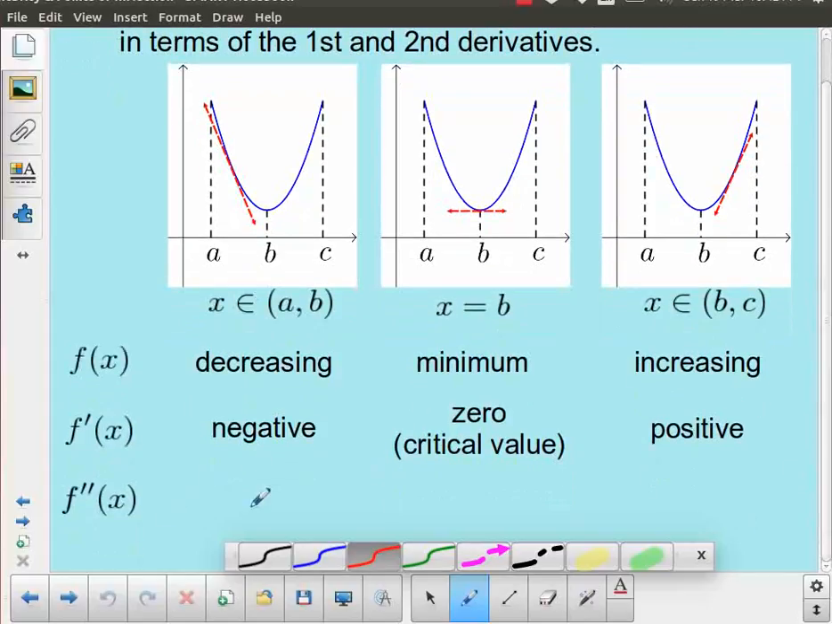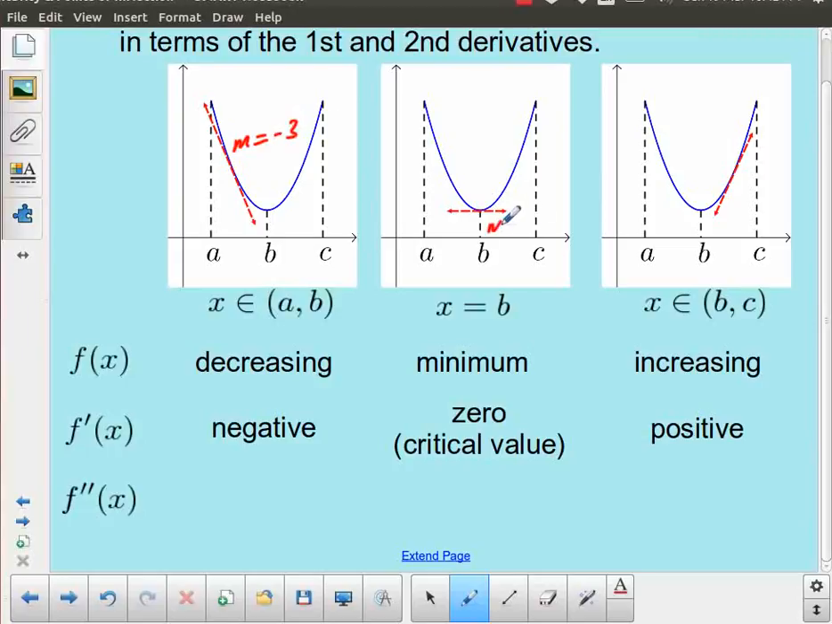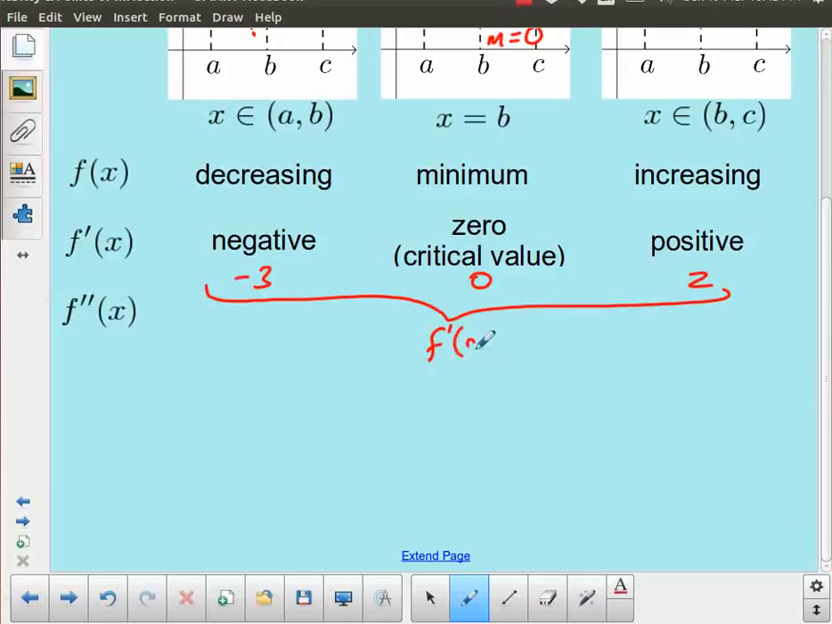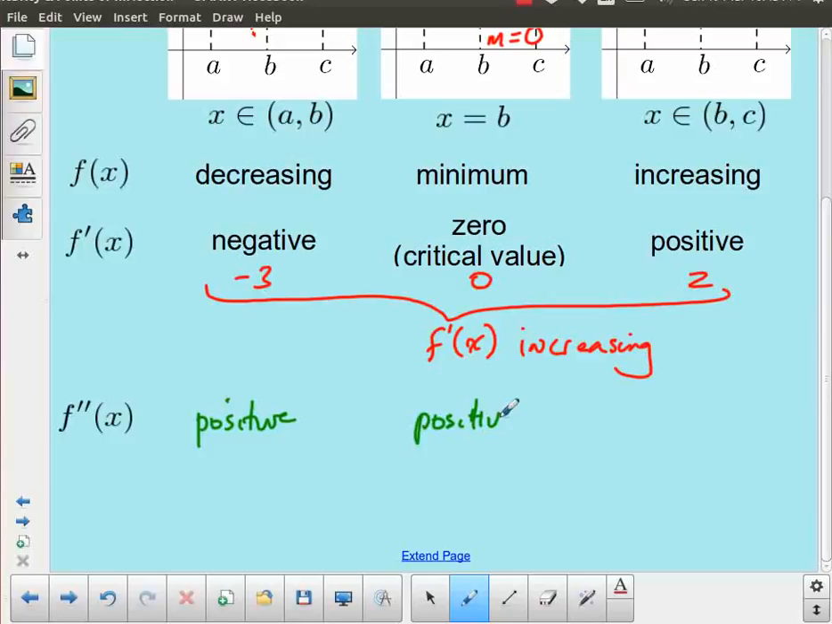And so what that means is, if we think about numbers, let's say this is a slope of -3. Here we have 0, and here we have a slope, just to make it not symmetric, let's say it's 2. Well, if I gave you the numbers -3, 0, and 2, what would you tell me is the rate of change in those numbers? How are those numbers changing? Those numbers are increasing. So what I should be saying here is that f prime of x is increasing. And if f prime of x is increasing, what does that tell me about f double prime of x? It tells me that it is positive, and it's positive throughout this entire graph that I'm showing.